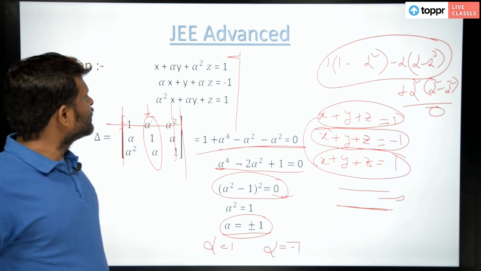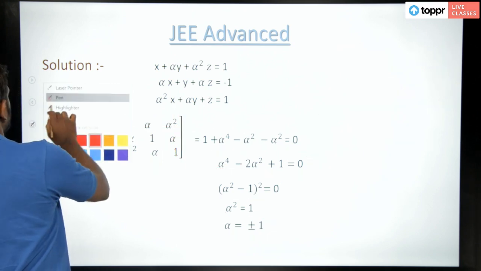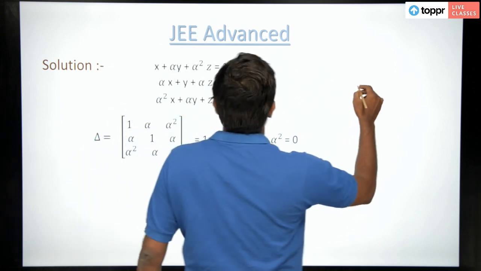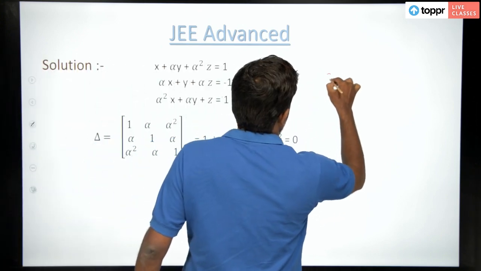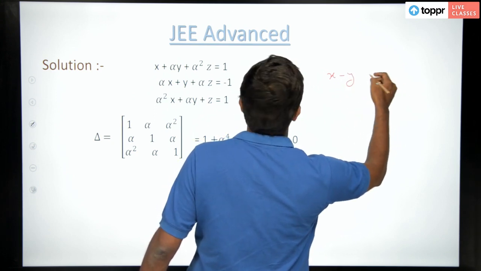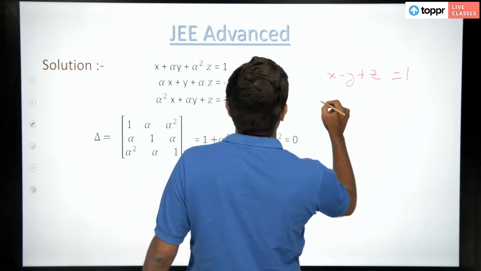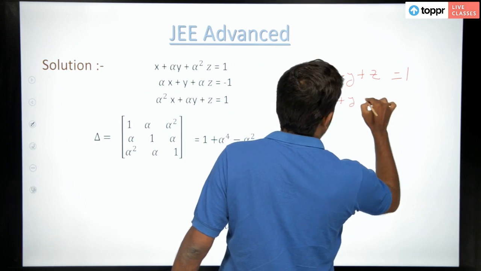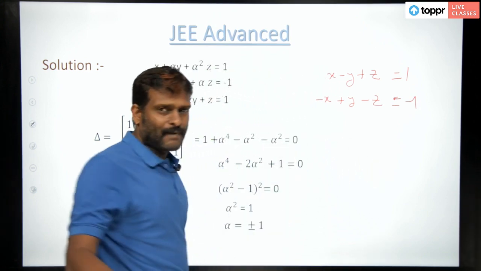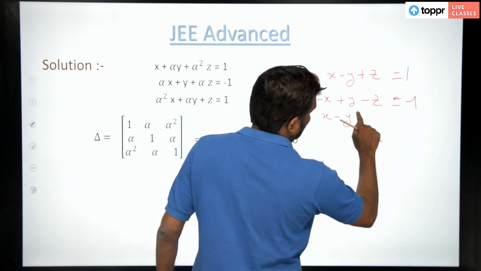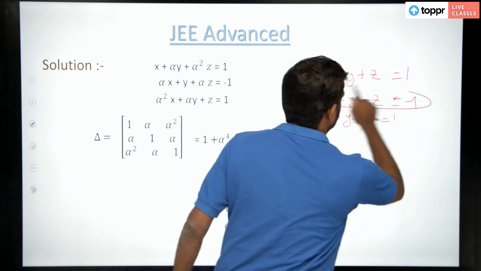Then when alpha is equal to minus 1, if you put alpha is equal to minus 1, then I have x minus y plus z, because alpha square becomes plus 1 again, which is equal to 1. And the second equation, if I substitute, that is minus x plus y minus z is equal to minus 1. If you multiply this equation with the minus sign on both sides, you get x minus y plus z is equal to 1. That means these two equations are the same. That means this is nothing but this one, right.